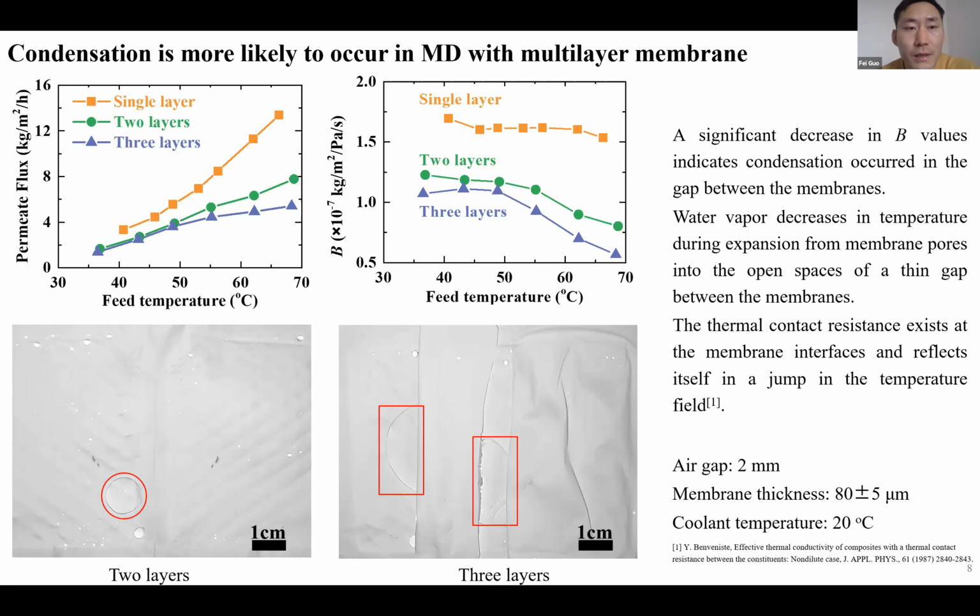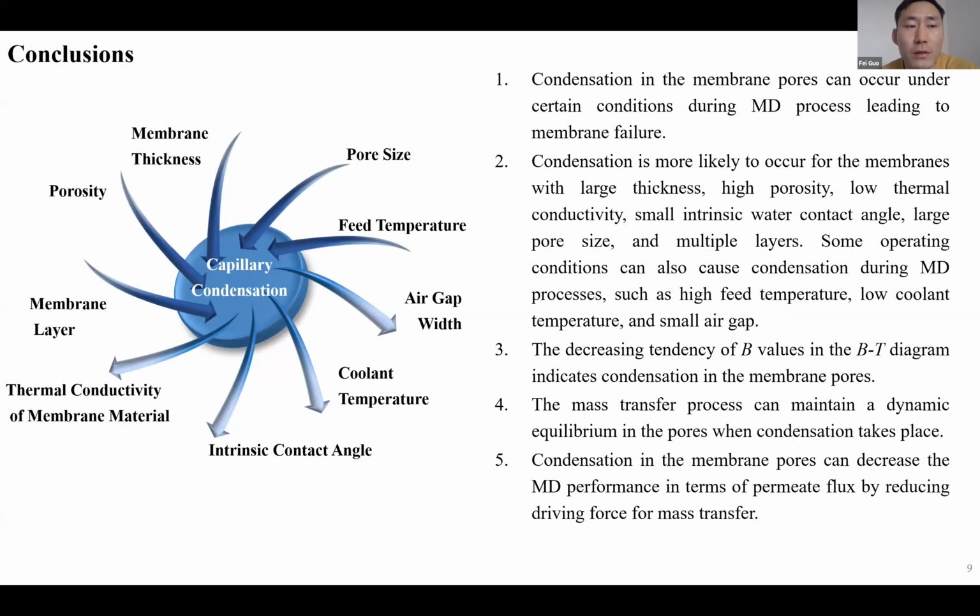Through our experiment, we drew the following conclusions. Condensation in the membrane pores can happen under certain conditions during MD processes, leading to membrane failure. The condensation is more likely to occur for membranes with large thickness, high porosity, low thermal conductivity, small intrinsic contact angle, large pore size, and multi-layers.